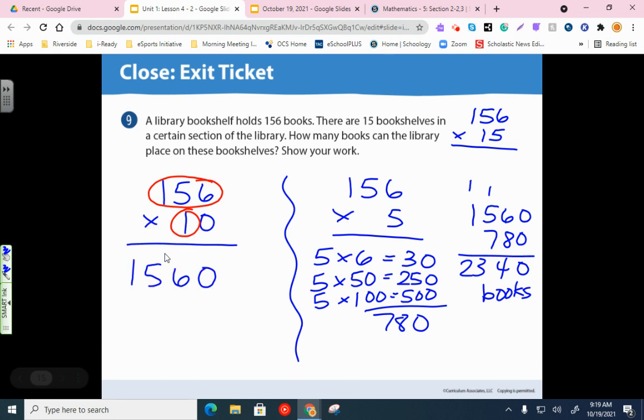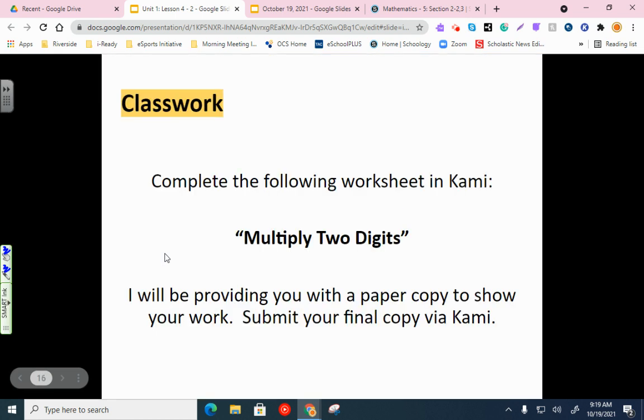All right, so a little longer notes than normal, but again, if you're taking these from home, you could pause or rewind if you needed to. But the classwork for today is multiplying two digits, so it's 2 by 2 digit numbers. Again, remember, when you submit it for Kami, make sure you're not only giving me the partial products, but also give me the final products as well to get full credit for today.